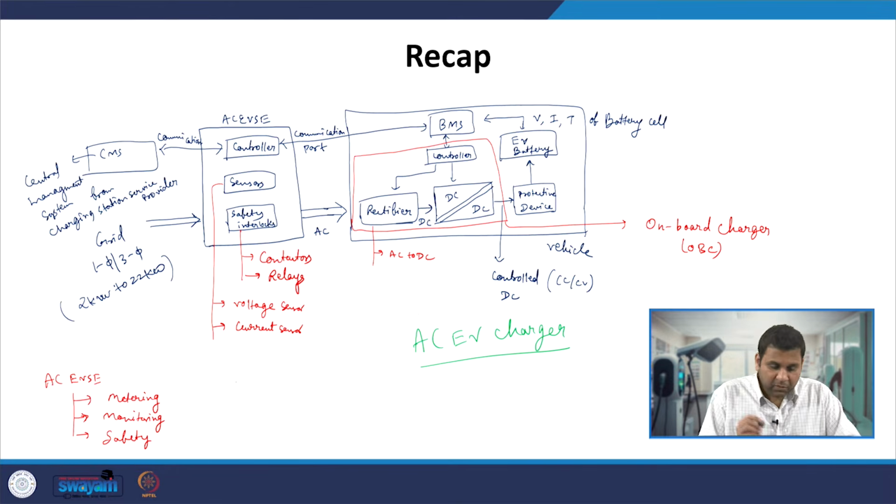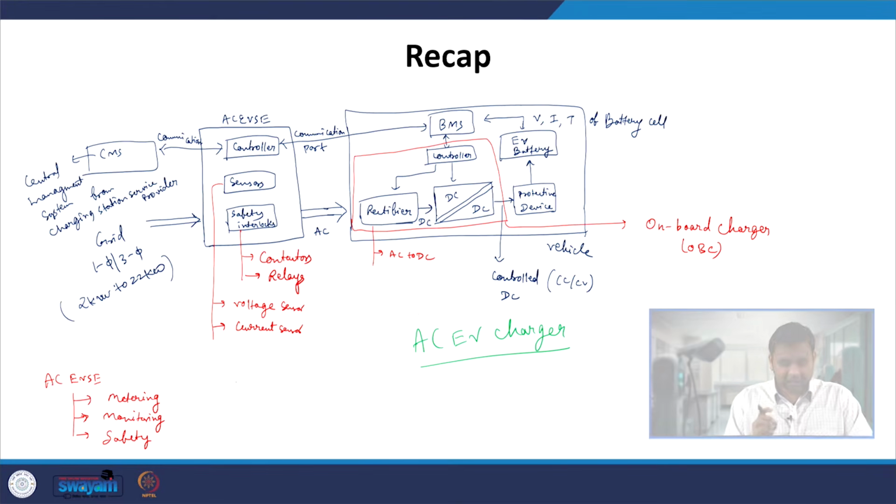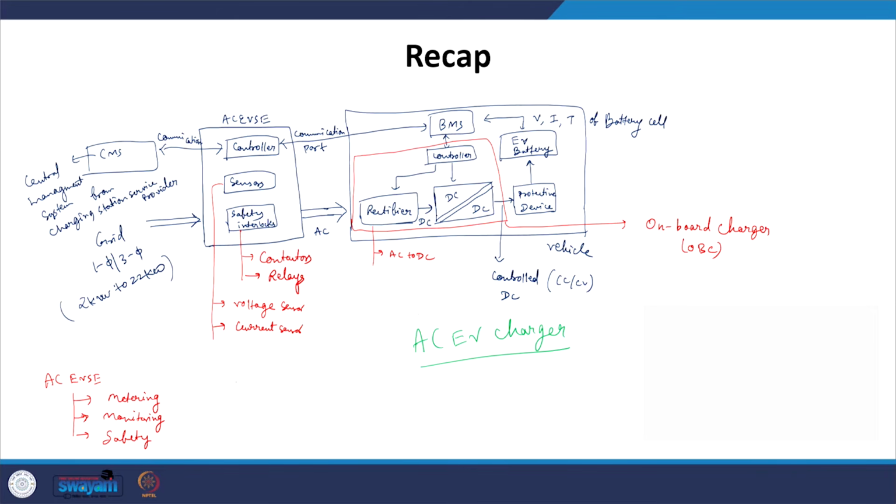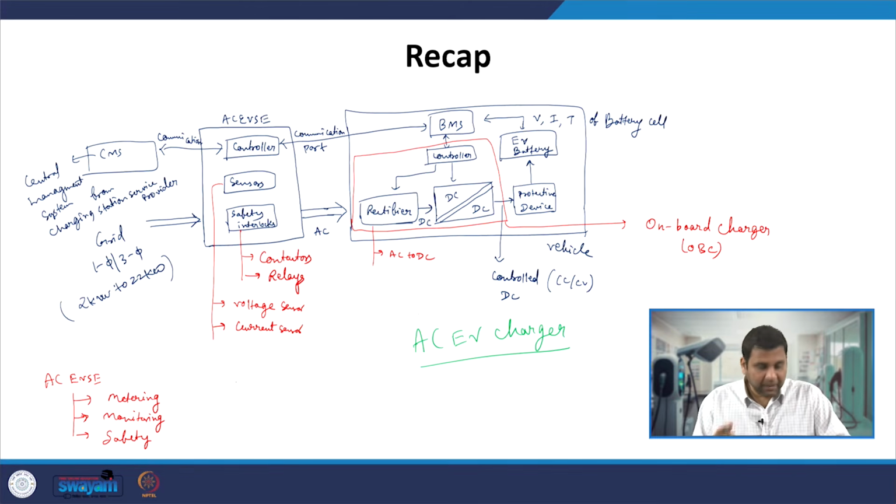And if you look very carefully, the AC EVSE, which is the electric vehicle supply equipment, which we need when we use an AC charger, has just three functionalities: to monitor the status of the charging, to provide the information for metering purposes, and at the same time to provide the safety functionality in case a fault happens on the vehicle or on the EVSE itself. So they will also take care of the safety features as well.